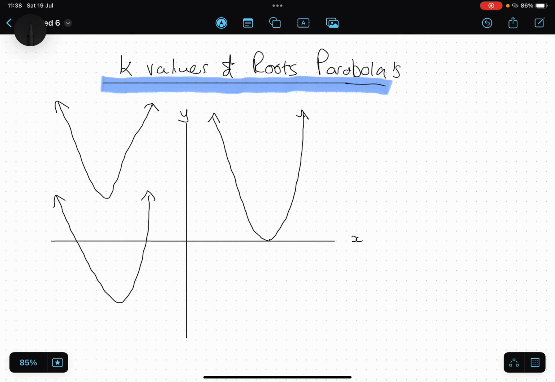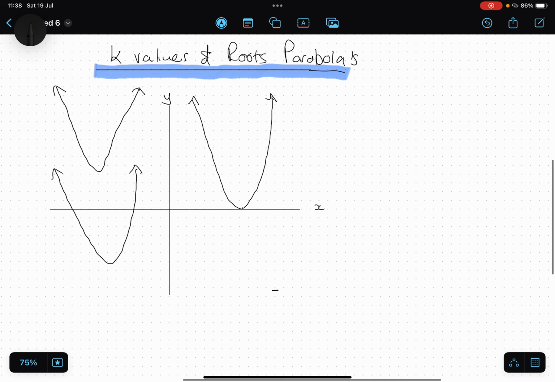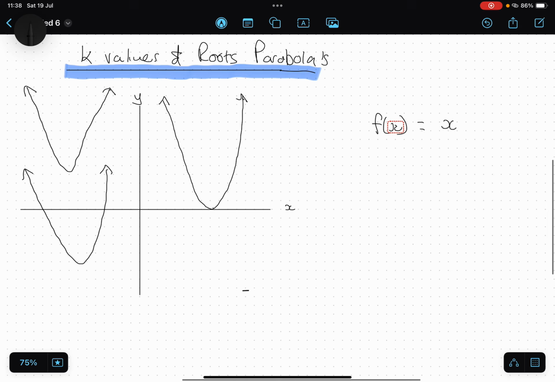Okay, welcome to k-values and roots with parabolas. In this kind of question, you're going to be working with parabolas. It's more of an application question, and you might be given a function, for example, maybe a simple one like that. Okay.